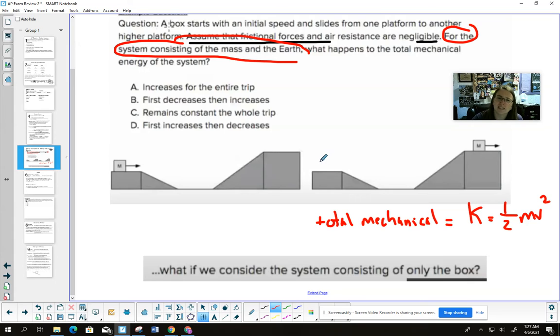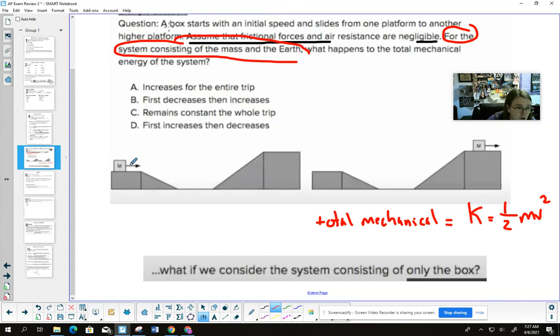And then look at your options and see if you can tell what would happen to just the kinetic energy, because that's all we can talk about if we're only talking about the box. Is it going to increase for the entire trip? Is it going to first decrease, then increase, remain constant, or increase, then decrease? Again, think about what happens with the speed. That's going to be our answer here, because the change of the speed directly translates to the change of the kinetic energy.